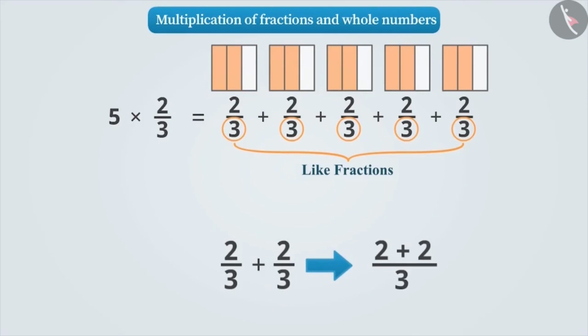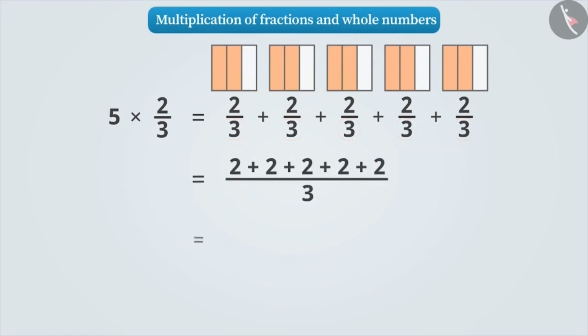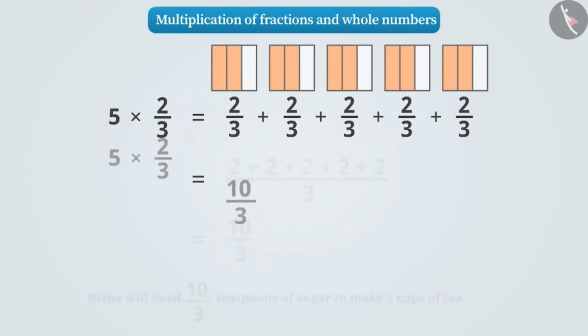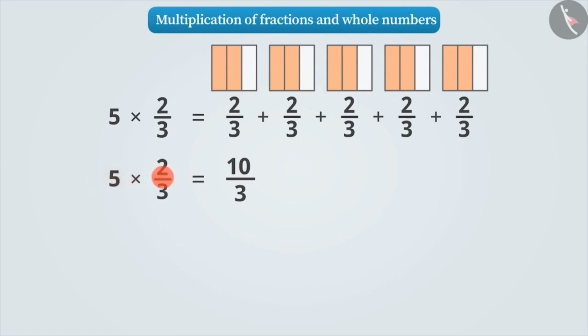To add like fractions, we add the numerators and keep the denominator the same. Thus, by adding 2/3 5 times, we will get 10 by 3. Hence, the result of 5 multiplied by 2 by 3 is 10 by 3, which means that Nisha will need 10 by 3 teaspoons of sugar to make 5 cups of tea. So, we can say that when we multiply a whole number and a fraction, we multiply the whole number by the numerator of the fraction. The denominator remains the same.